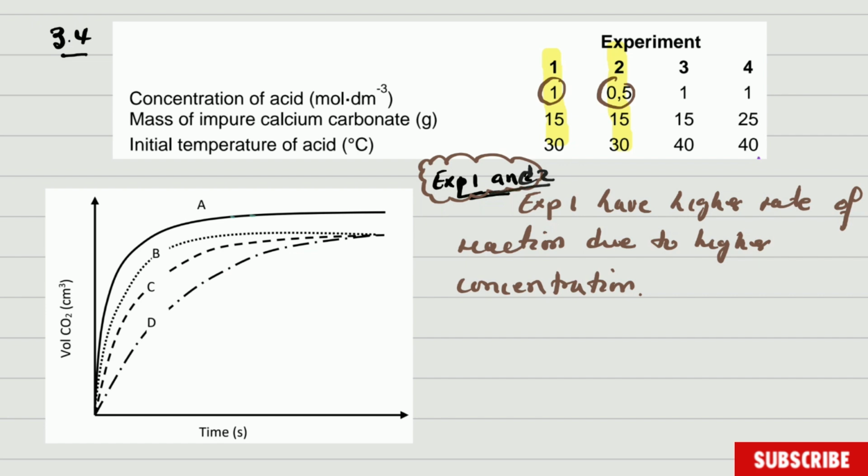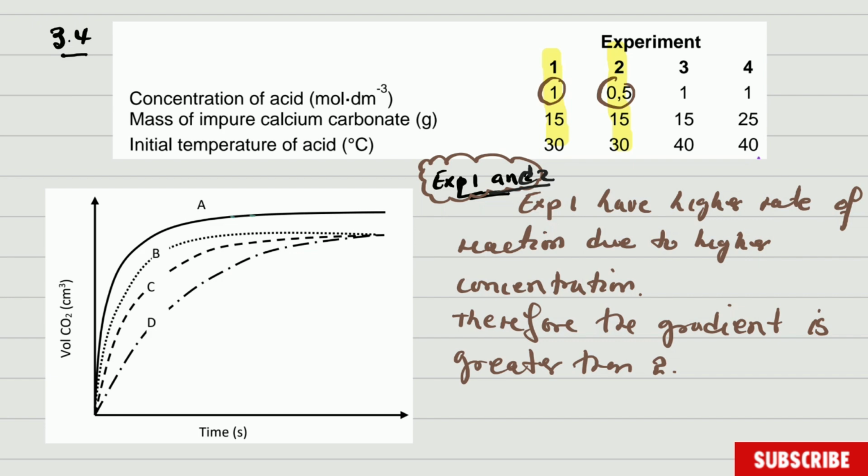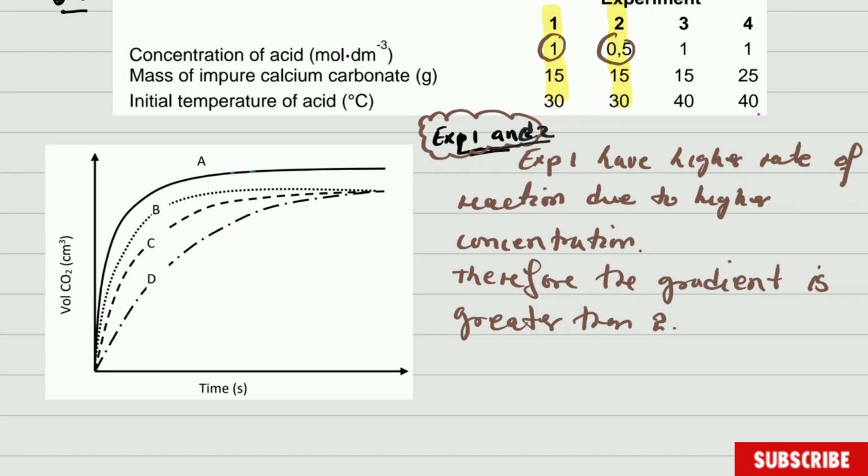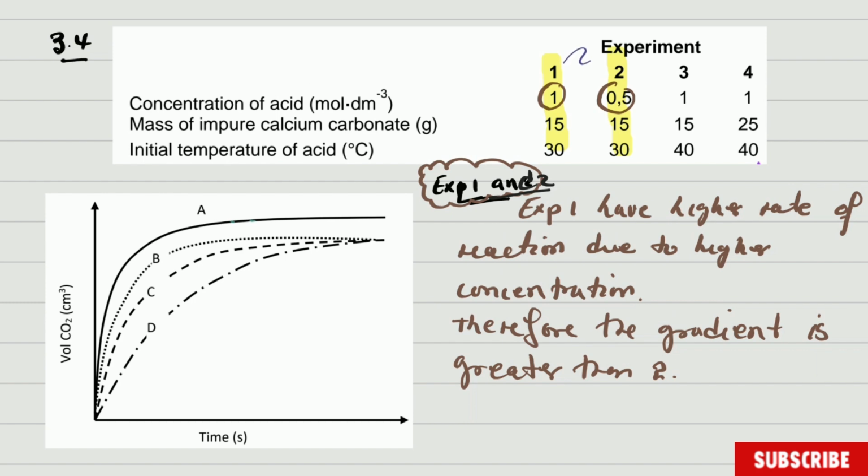Experiment 1 and 2. Therefore, experiment 1 will have a higher gradient than experiment 2. Therefore, the gradient in experiment 1 is greater than experiment 2 because it has a higher rate of reaction. So let's carry on. Let's compare 1 with 3 and 4. Okay? Now, in experiment 1 and 3. So let's now compare experiment 1 with 3.